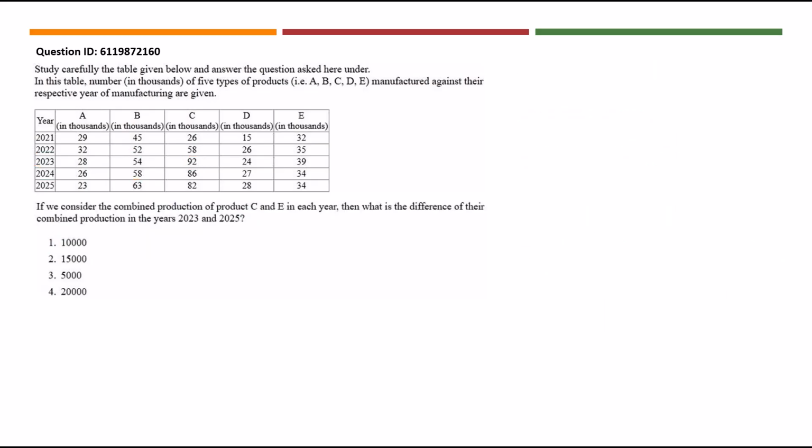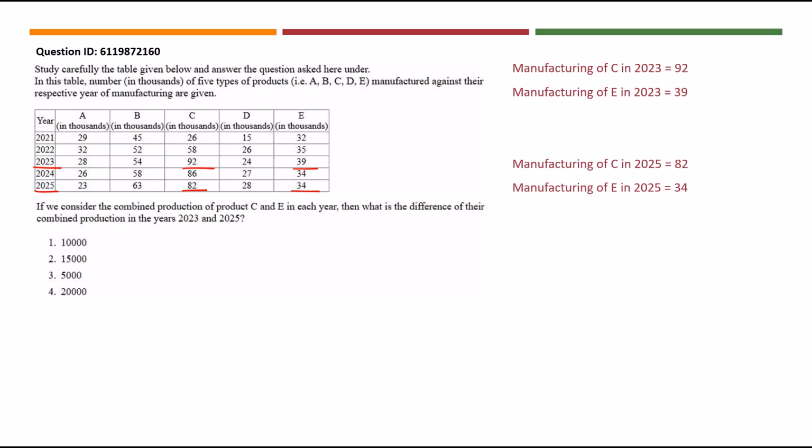Next question, if we consider the combined production of products C and E in each year, then what is the difference of their combined production in the years 2023 and 2025? Now let's go for 2023 year. Product C has a value 92, product E has a value 39. Again for 2025 we have to take C and E. C's value is 82 and E's value is 34.